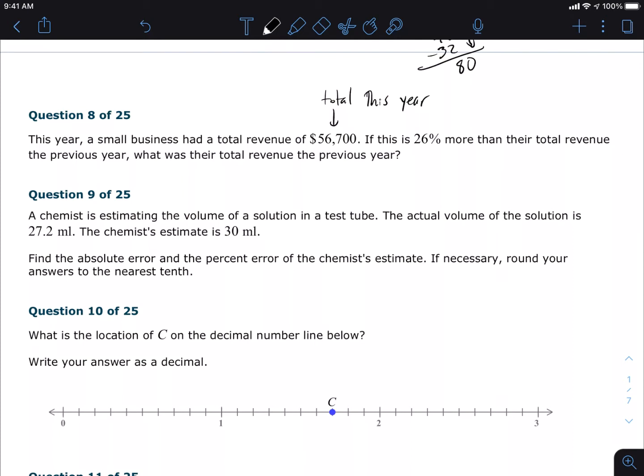Does everyone agree with that? Yes. And this is 26% more than last year's. So that means that if I go 100 minus 26, that's the percentage of what it was last year. So that should be, what is that, 74%? So if I go 56,700 times 0.74, that should be the revenue that was last year.